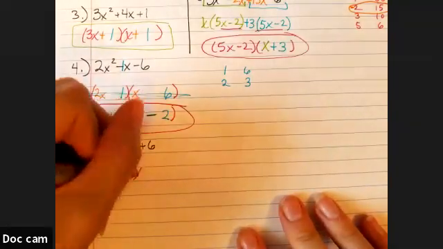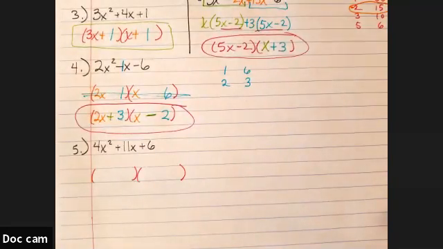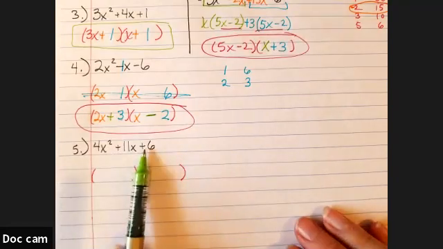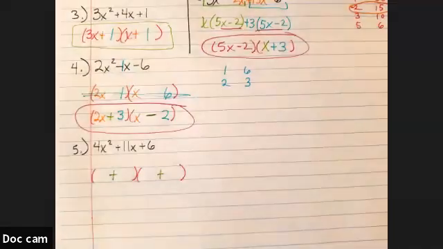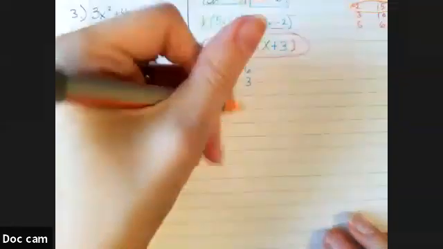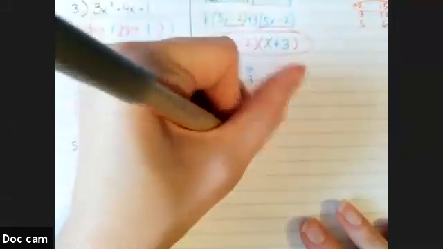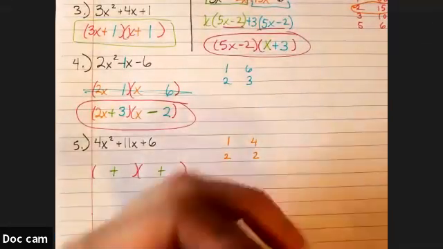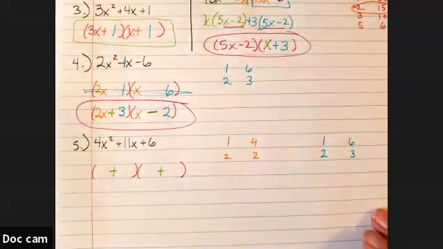Let me write down a couple sets of parentheses. Now, one good thing about this problem is I know that both my signs are going to be positive because they're going to multiply to a positive, they're going to add up to a positive. So that's one thing I definitely know for sure. Now, things that multiply to 4 are 1 and 4 and 2 and 2. So that's my options for that. And things that multiply to 6 could be 1 and 6 or 2 and 3. And so there's my options for that.